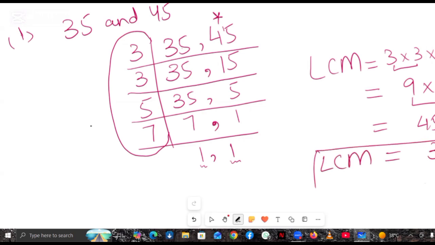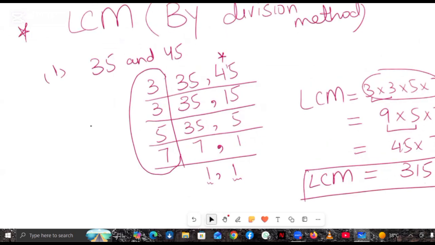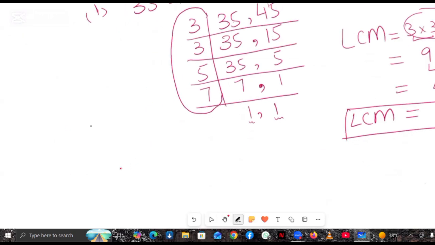Ma'am, can we do it at once? Yes, you can do it directly. You write the factors and then write the last step. Is it clear? Yes. This is LCM by division method. Is it clear? Yes. Okay, now I am giving you one question, and you have to do that one by division method. Question is 9 and 33.